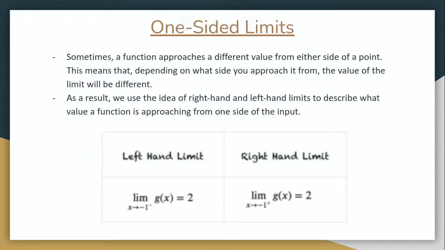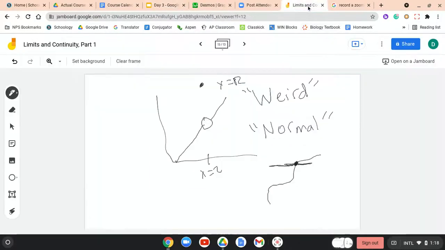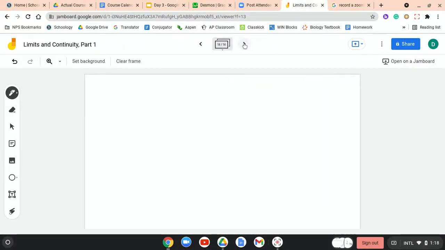One-sided limits. Sometimes a function approaches a different value from either side of a point. This means that depending on which side you approach it from, the value of the limit will be different. As a result, we use the idea of right-hand and left-hand limits to describe what value a function is approaching from one side of the input. I'll use Jamboard as an example here.